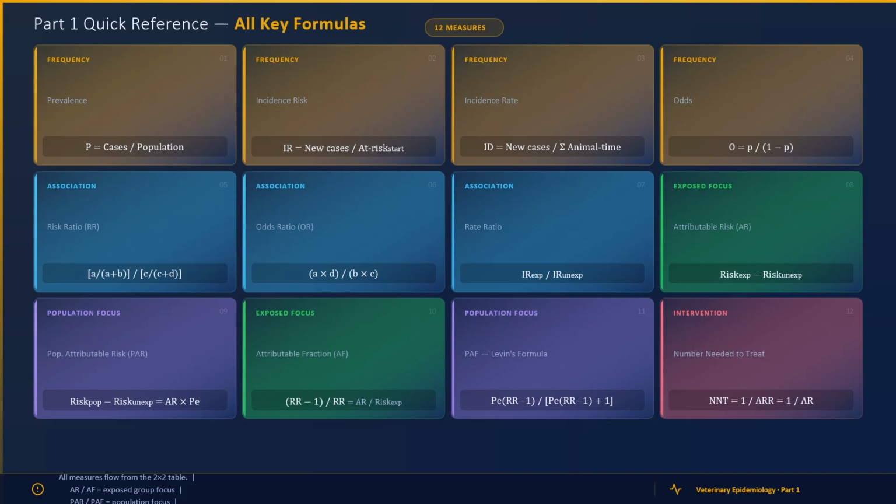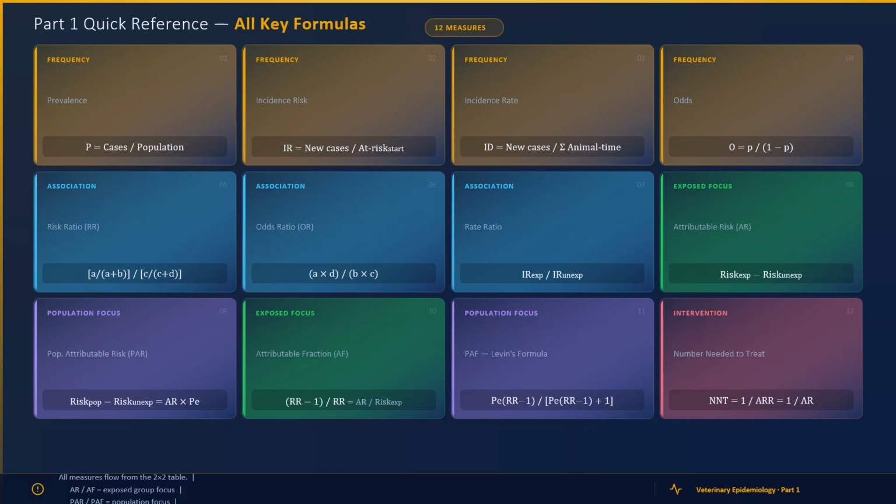Prevalence is cases over population. Incidence risk is new cases over the at-risk population at the start. Incidence rate is new cases over the sum of animal time. Odds is P over 1 minus P. Association, 5 through 7. Risk ratio is A over A plus B divided by C over C plus D. Odds ratio is A times D over B times C. Rate ratio is incidence rate in the exposed over incidence rate in the unexposed.